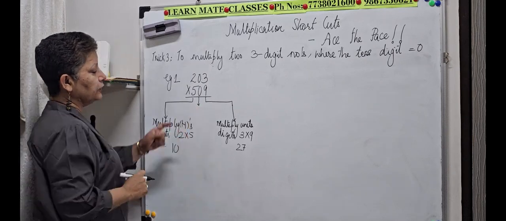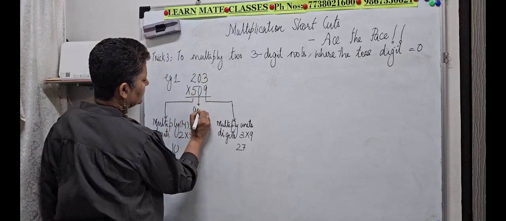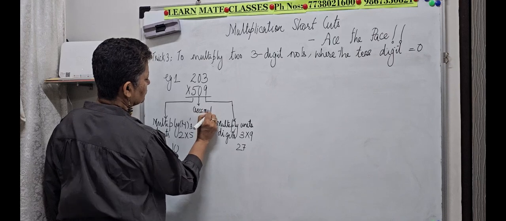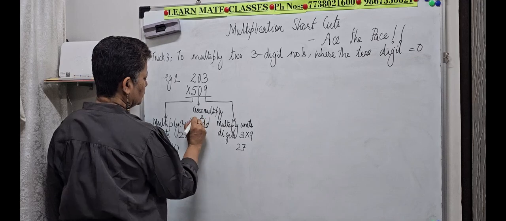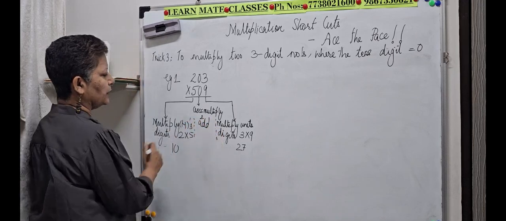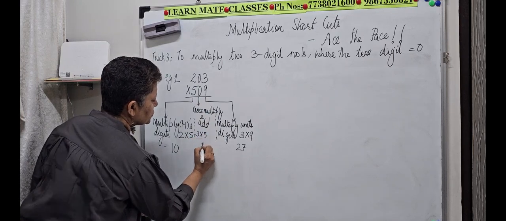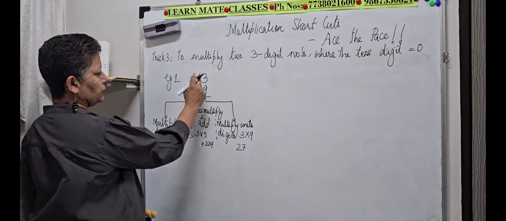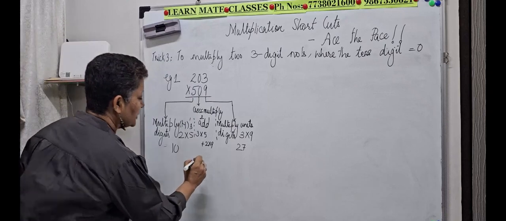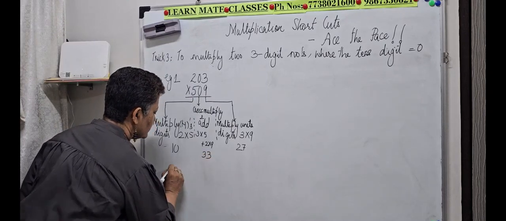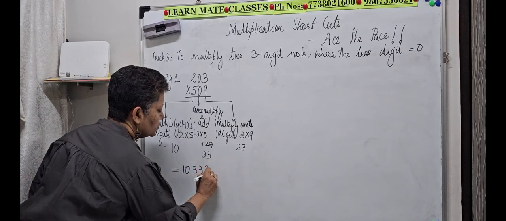In the center, you're going to cross multiply and add. So that is your center part of the number. So that's 3 into 5 plus 2 into 9. 3 5s are 15, 2 9s are 18. Add them, that's 33. So your final answer is 10 33 27.